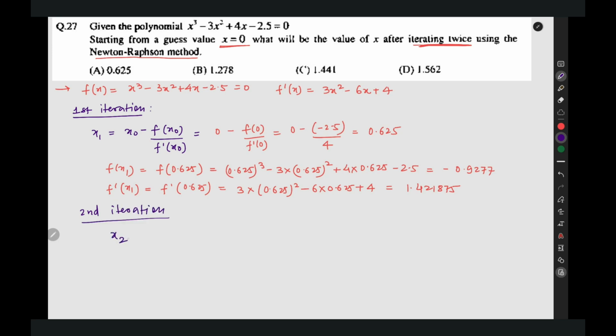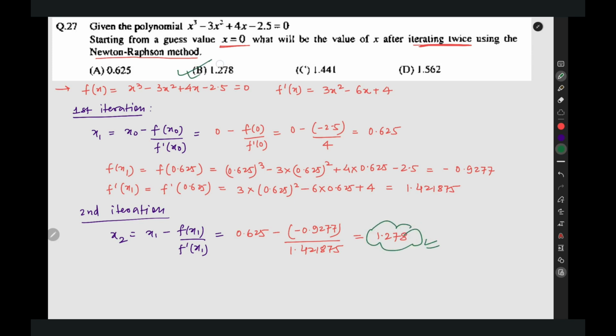Formula for the second iteration, x2 will be x1 minus f of x1 divided by f dash of x1. After substituting the values, 0.625 minus f of x1, which we have calculated as minus 0.9277, divided by f dash of x1, which we have calculated as 1.421875. So now it will become 1.278. After the second iteration, the value is 1.278. So this will be the answer. Option B is the correct answer for this question. Moving to the next question.